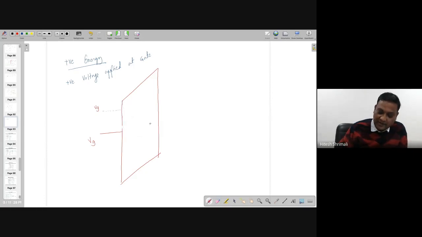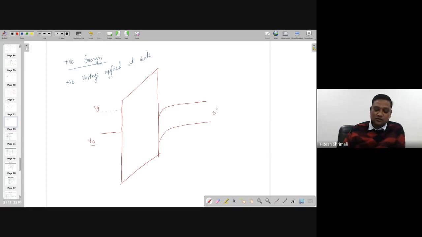Right? And you will have a band like this, in the case of silicon. So now there are a few things we need to know. Note that this is the oxide layer, or silicon dioxide.